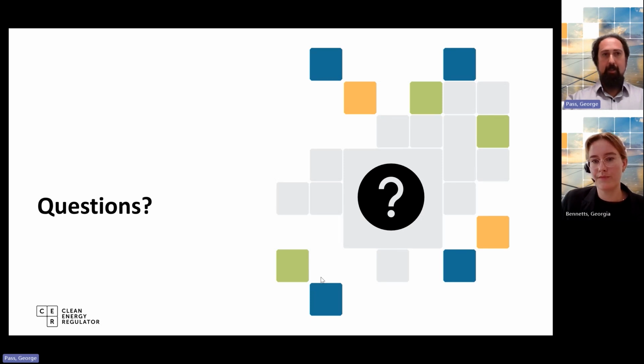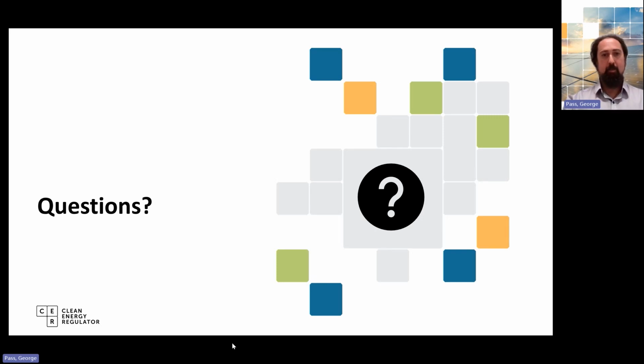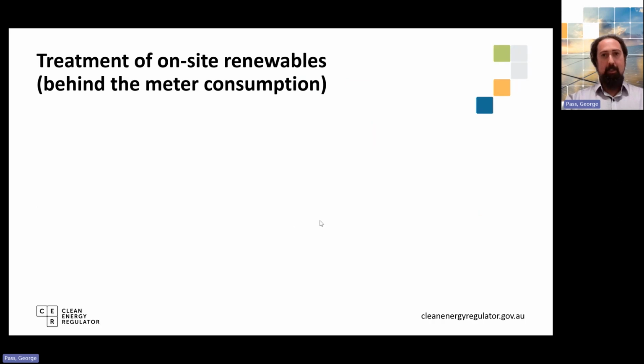All right, I think I might move on then. We'll move on to our penultimate section, which is the treatment of on-site renewables. Now, this is an area that often trips people up, we've seen through administering the CERT report. So I just wanted to go through a few examples of how it works. On-site renewables, sometimes called behind-the-meter consumption, because it's consumed directly from an on-site generator and never passes a building's metering point, i.e. it stays behind the meter.